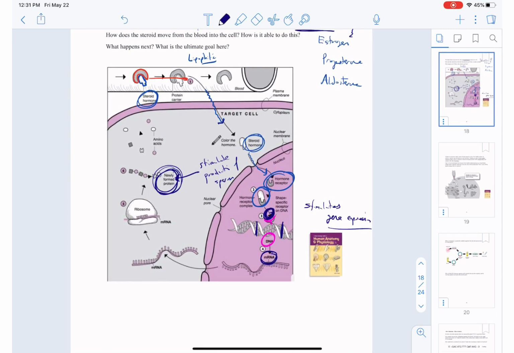But the key takeaway points here: 1, steroid hormones are lipophilic, they go straight through the cell. 2, they bind to receptors in the nucleus. 3, those steroid hormone receptor complexes bind to a specific gene on the DNA, and that causes gene expression of that specific gene. We produce a new protein, and that new protein is going to have whatever effect on the cell that the steroid hormone has. So the protein that's produced is going to carry out the actual effect that the steroid wants to have on that target cell.